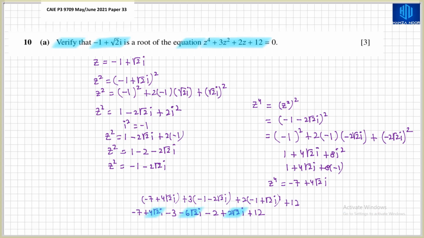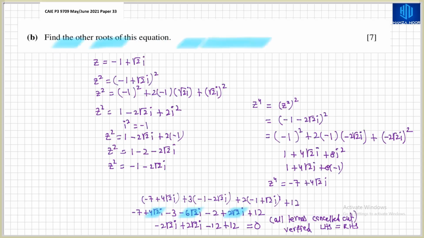So in one step, we can say that -2 root 2i plus 2 root 2i, and then -7 minus 3 becomes -10, and then -10 minus 2 becomes -12. So -12 plus 12, and therefore it is equal to 0. All terms cancelled out, and therefore the process of verification is complete. Left hand side is equal to right hand side. So now we are going to solve part B on the next page.